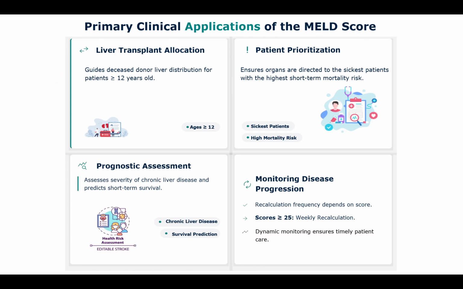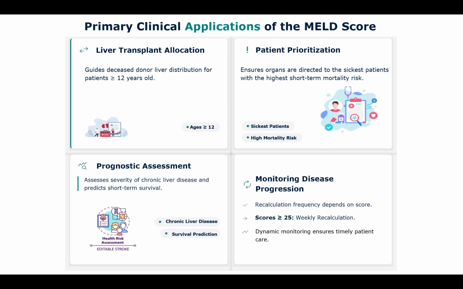So, where does MELD shine in practice? Its flagship use is in liver transplant allocation, directing deceased donor organs to patients 12 and older based on urgency, ensuring the highest risk individuals get priority. This system, managed by OPTN, allocates livers to those with the greatest short-term mortality threat, reducing waitlist deaths. Beyond transplants, MELD assesses prognosis in chronic liver disease, guiding treatments like managing cirrhosis and complications.